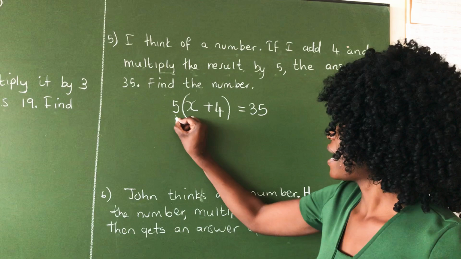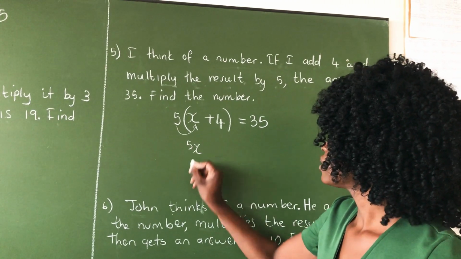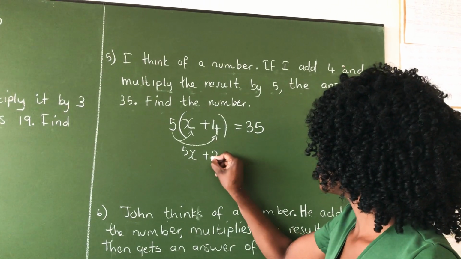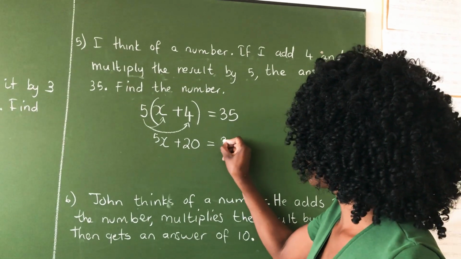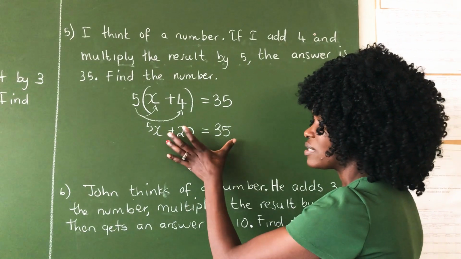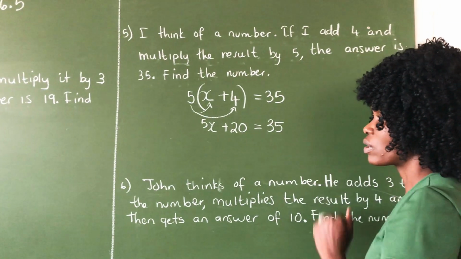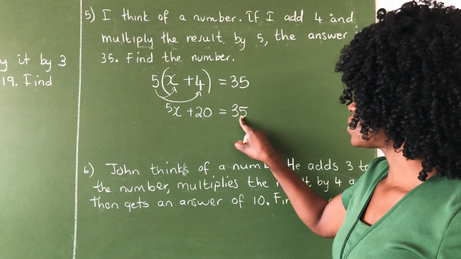So meaning the 5 multiplied by x will give us 5x. The 5 multiplied by positive 4 will give us positive 20. So the brackets are now out. We bring down our equal sign and 35. So getting back to this, it is the same way that we have been solving all these other equations. That's how you're going to solve this equation as well. So 5x plus 20 equals 35.